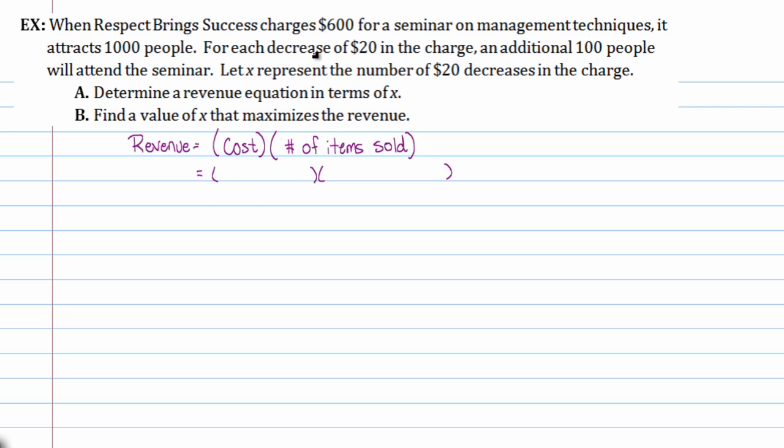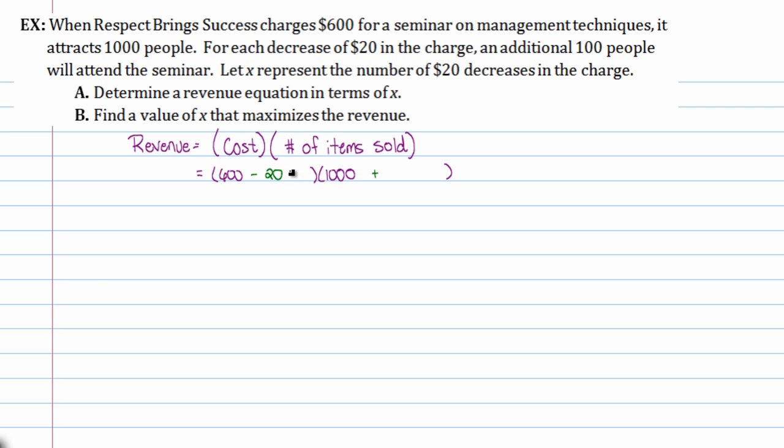The cost that it normally is for somebody to show up is $600. And for that cost, we normally sell to 1,000 people. But we are going to decrease the cost, and that will increase the number of people.